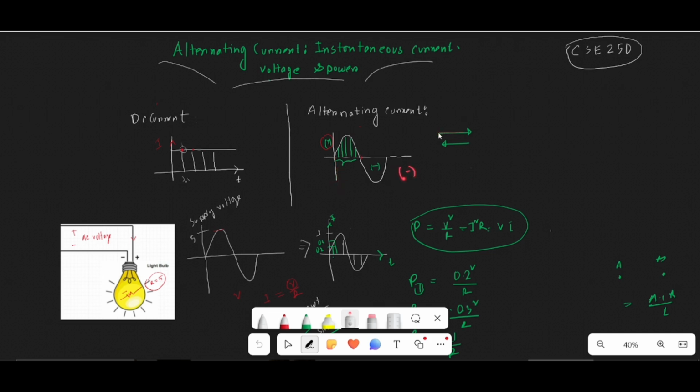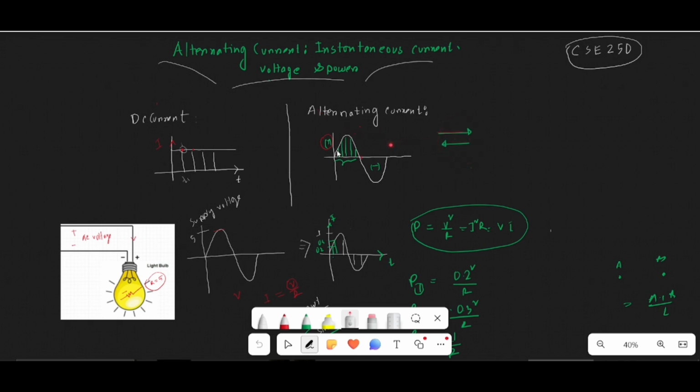If we represent the positive value this way, from point A to point B, then the negative value will be represented the reverse way, from point B to point A. Look, this way the current direction is this, and this way the current direction is this. This is how it's alternating its direction. That's why we call it alternating current.